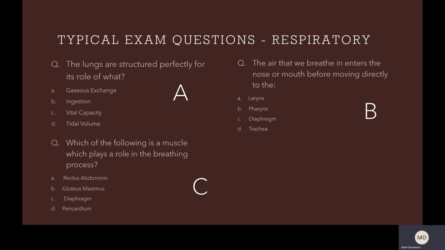So the next one, the air that we breathe in enters the nose or mouth before moving directly to the what? So remember that passageway of air we breathe, rather than oxygen. Which one does it pass after it's gone through the nose and the mouth? And hopefully you remember it is B. So we've got C for the diaphragm and we've got B for the pharynx. And there's some typical questions that may come up.